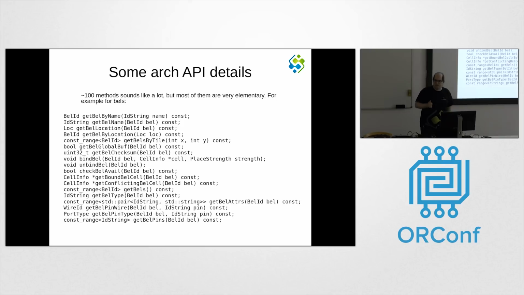Okay, 100 methods, that sounds like a lot, but it's actually not that scary when you look at it more closely, because those methods are very, very fine-grained. There is no "give me all the information about this bel" API call, for example. Instead, we have one function that gives me a bel based on the name of a bel, and then another one that takes a bel and produces the name for that bel. And another one that gives me the location of a bel. And another one that gives me a bel by the location. And so you can see, because these are very, very fine-grained functions that each just query one piece of information about a thing, we have 100 methods to express the entire architecture.